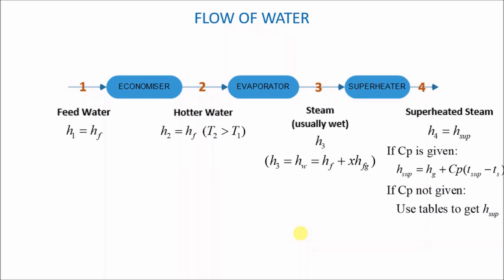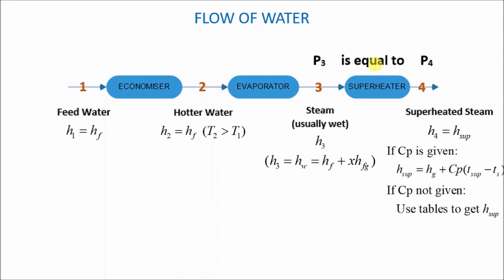The pressure is the same between state 3 and state 4. The pressure remains constant, okay. So the pressure that you have outside of the evaporator and into the superheater is the same pressure that you will have outside of the superheater. So throughout the process, the pressure remains the same.